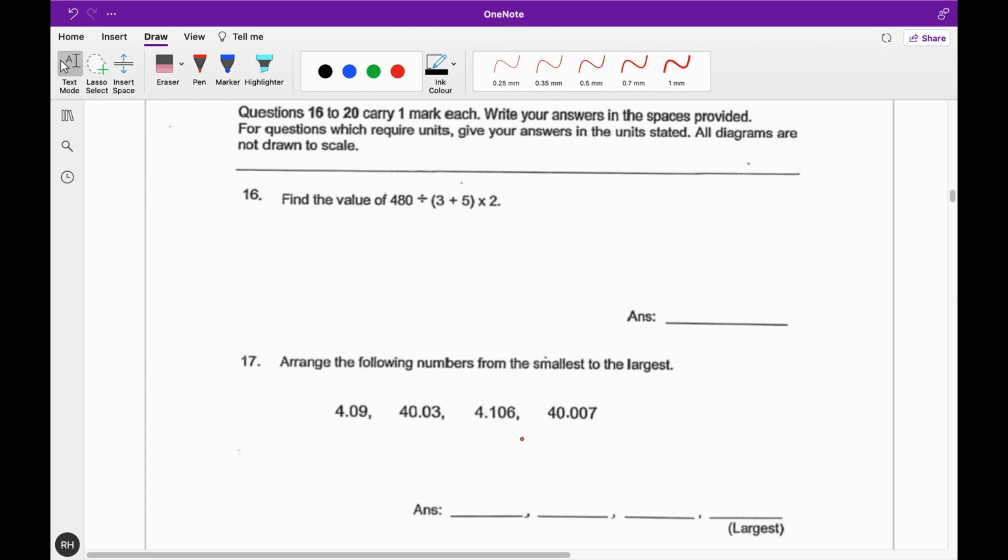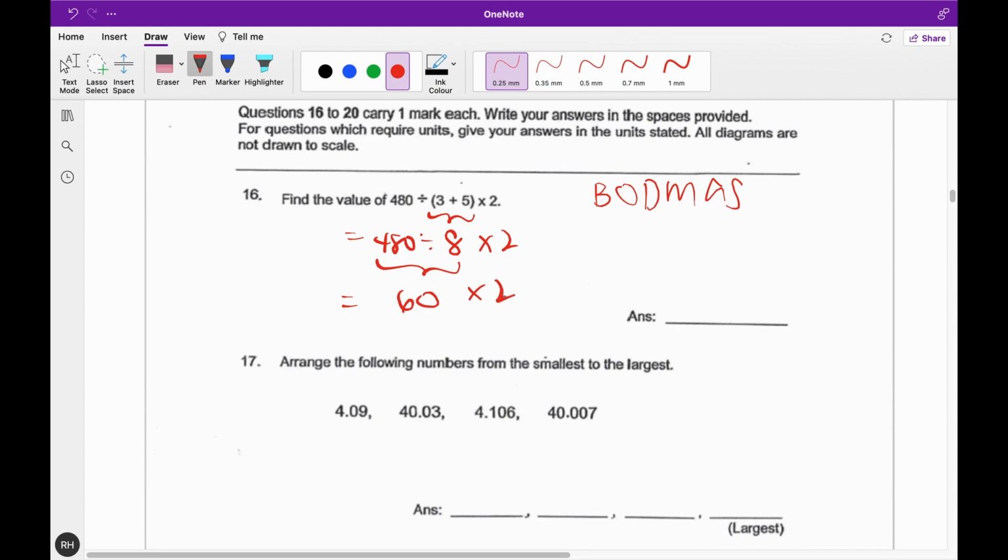Question 16. Find the value of 480 divided by (3 plus 5) times 2. Okay, the rule here is BODMAS: bracket, order, divide, multiply, add, and subtract. So the first thing we want to do is to solve the numbers in the bracket. So 3 plus 5 will give us 8, times 2. Next we can just do from left to right because divide and times. So 480 divided by 8, we have 60 times 2. And 60 times 2, you'll get 120.